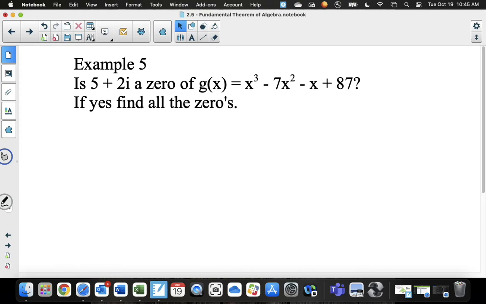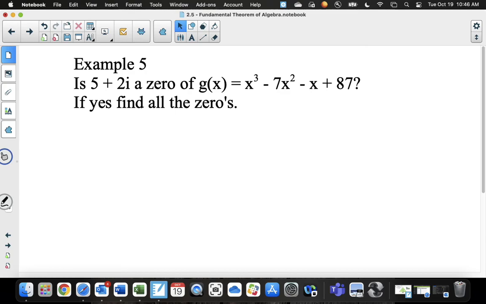What if I asked you this? Let's simplify this for a second to get the concept. What if I asked you, is 5 a 0? What would you do? I think somebody said it. Synthetic division, right? Probably. You take 5 and check to see if you get a remainder of 0. If you do, you know it's a factor.